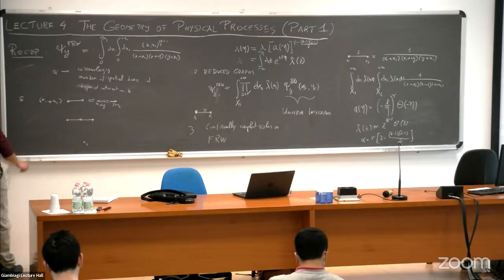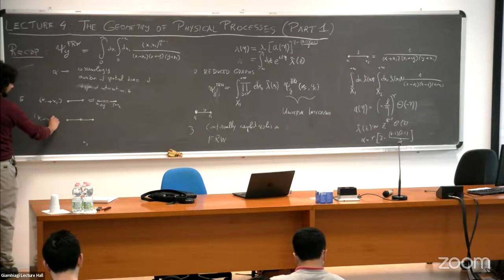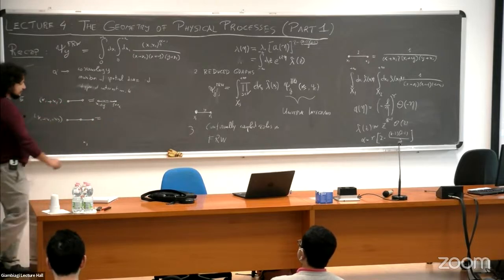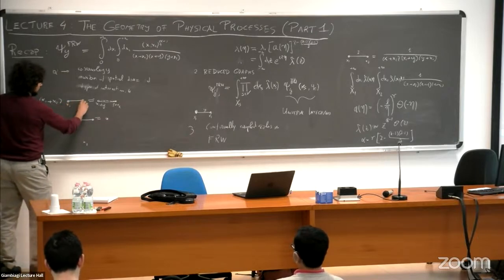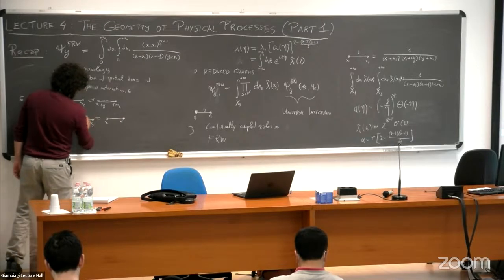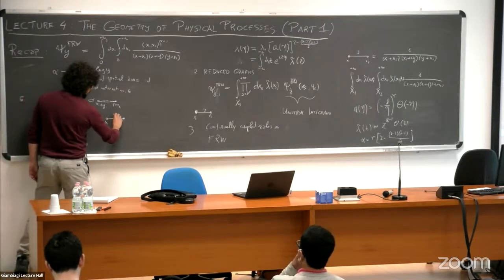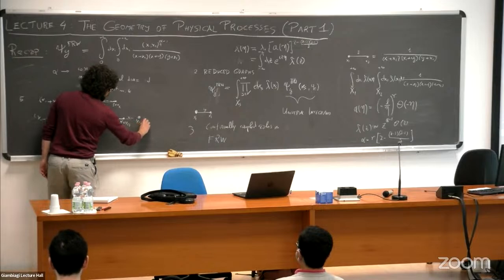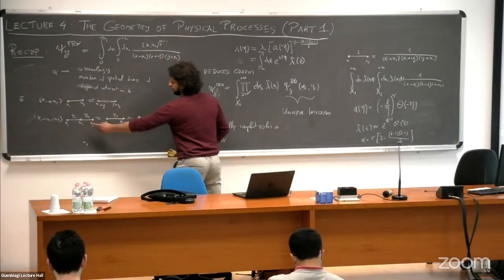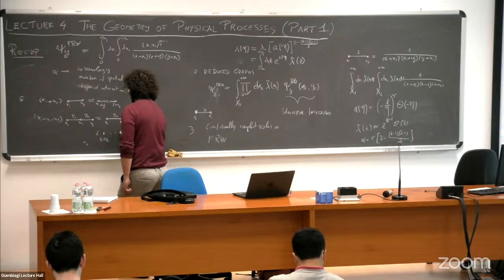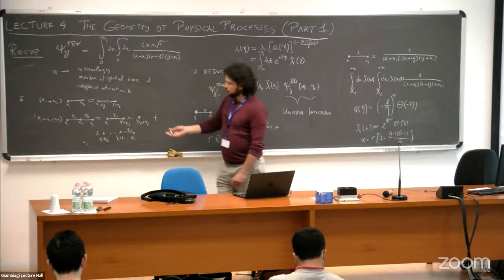For a more general graph, for example a higher-point, higher-vertex graph, this will be given by iteratively erasing one edge at a time. So this is x1, x2, x1, x2, x3. Here I erased this edge. Now you have to sum the other term that you get by erasing the other edge. And this is actually true also at loops.